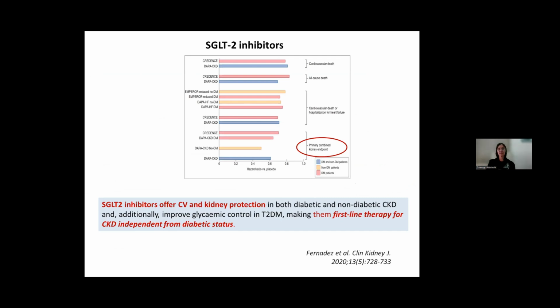And this is why this editorial was published in 2020, as you can see. SGLT2 inhibitors offer cardiovascular and kidney protection in both diabetic and non-diabetic CKD. Additionally, as we all know, they improve glycemic control, and this makes them first-line therapy for CKD independent from diabetic status.